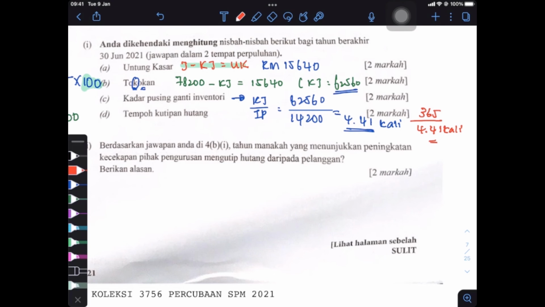82.77 days. I mean hari. Okay. So yeah, you can use the actual formula given in the textbook, which is I think the reverse of this one, inventory purata over cost jalan multiplied by 365. You can use this one to calculate, or if you have already calculated the kali, then you can straight away use 365 divided by your kali.